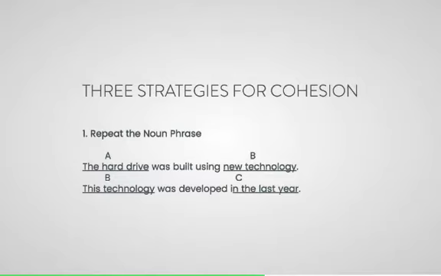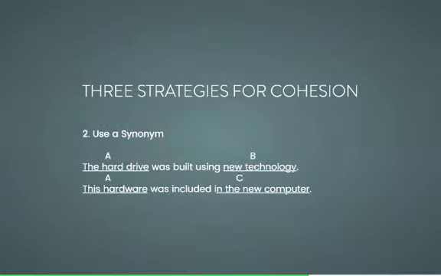I want to present to you all 3 of these strategies, though, because if we just repeated the noun phrase over and over and over again, the sentence would actually be quite repetitive and boring to the reader. And so we want to vary the use of these strategies as we're creating and editing for cohesion in our documents. Our second strategy is to use a synonym. So this hard drive was built using new technology. That's our AB. We're going to go back to A and say this hardware instead of hard drive. Similar sounding word, but it's a synonym for hard drive. Was included in the new computer.